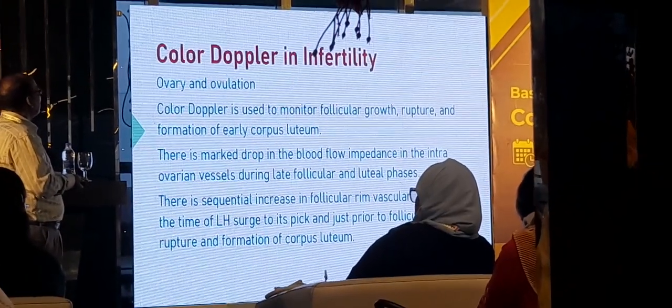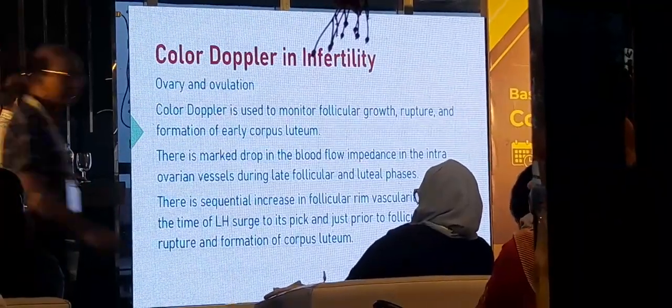So, color Doppler can help you in that condition for the diagnosis.